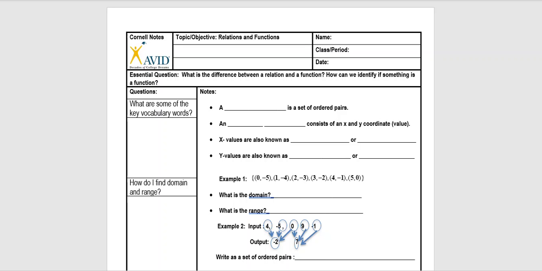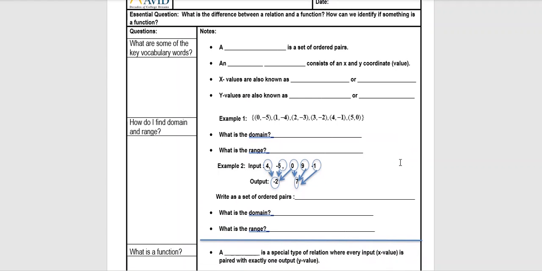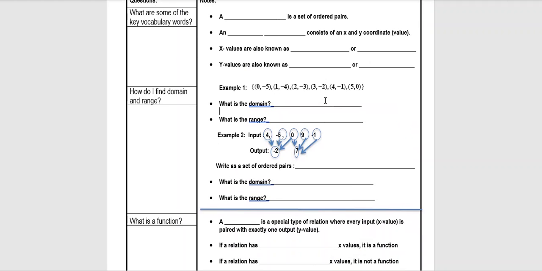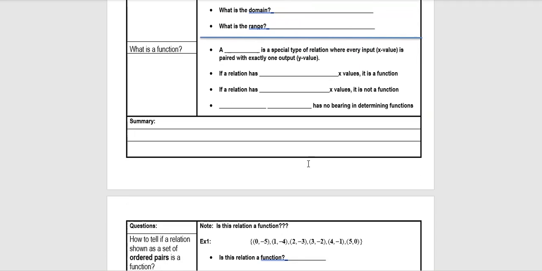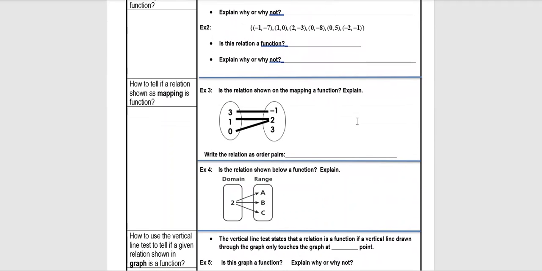So first, here are the notes I would go over. We would go over key vocabulary words that we went over before, like domain, range, things like that, and describe what a function is. Then we would go through some examples together. So we would go through ordered pairs. Is this a relation, a function? Why or why not? We'd also show it as mapping.